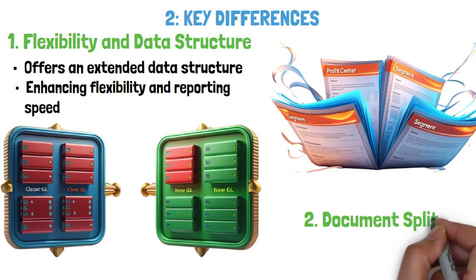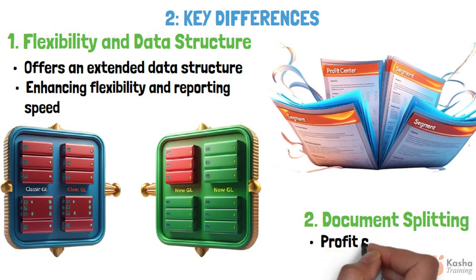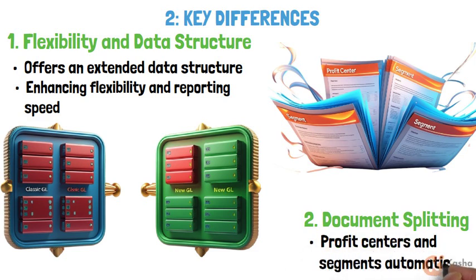2. Document splitting. One of the standout features of New GL is document splitting. This allows transactions to be broken down by various characteristics like profit centers and segments automatically. Classic GL lacks this capability, often requiring manual adjustments.